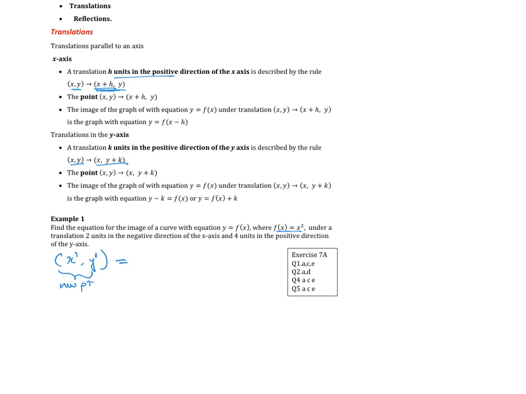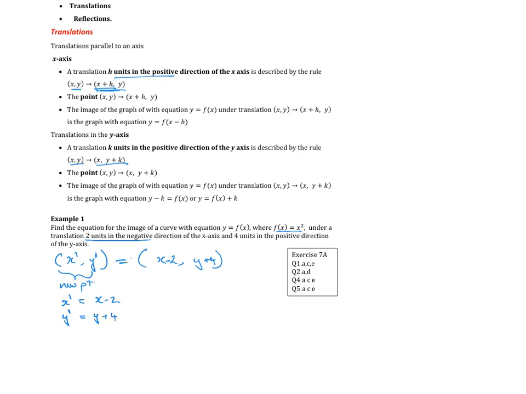Now, (x dash, y dash) is equal to, well, let's have a look. There's my original point (x, y). And what's this transformation that we've done? We're moving 2 units in the negative direction of the x-axis, which means the x value becomes x minus 2. And 4 units in the positive direction of the y-axis means I add 4 to each of the y coordinates. So the new x value is simply equal to the old x value minus 2, and the new y value is equal to the old y value plus 4.